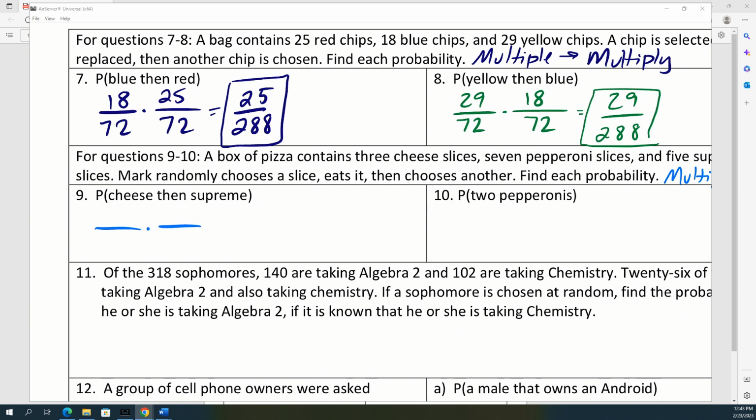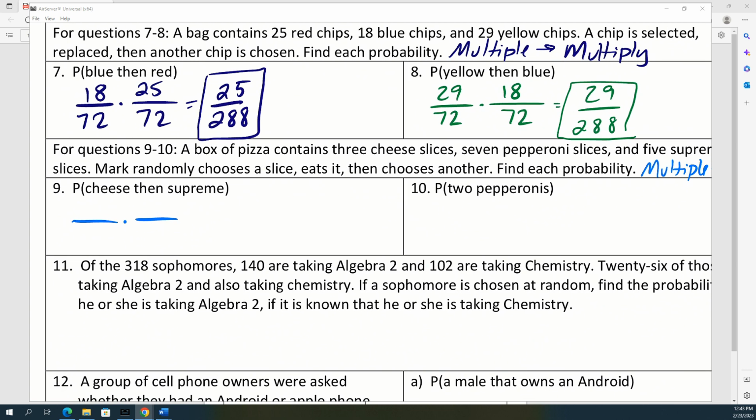And so the first question that he gets a cheese, eats it, and then gets a supreme. And so how many cheese? 3 cheese, good. Out of a total of 15 slices. All right, and that one's gone. Now we want to get a supreme. So how many supreme? 5. 5 out of how many slices now? 14. Good. All right, and then that's going to be 1/14 when it all gets reduced down.